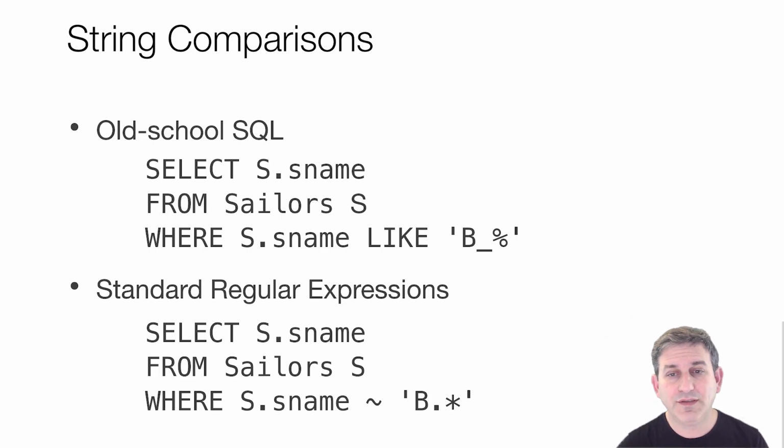The second way to do comparisons, which is probably the recommended way in a modern setting, is to use regular expressions in a standard form that we're familiar with from Unix and other tools and programming languages. So here we have a where clause, and we're asking for s.sname being like, but the like here is a tilde symbol, which stands for regular expression match. And now we have a string which looks like a standard regular expression, 'b.*'. Dot again represents a single wildcard character, and star is the repetition pattern. So this again is looking for sailors whose name begins with a b and have any number of characters thereafter.